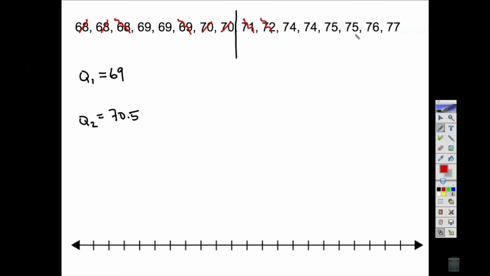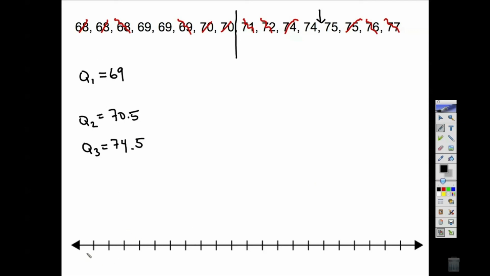Very similar over here. Cross out 1st, 2nd, 3rd from the end. The number between 74 and 75, that is very similar to how we found this, which is 74.5. And I'm going to start with my box plot.